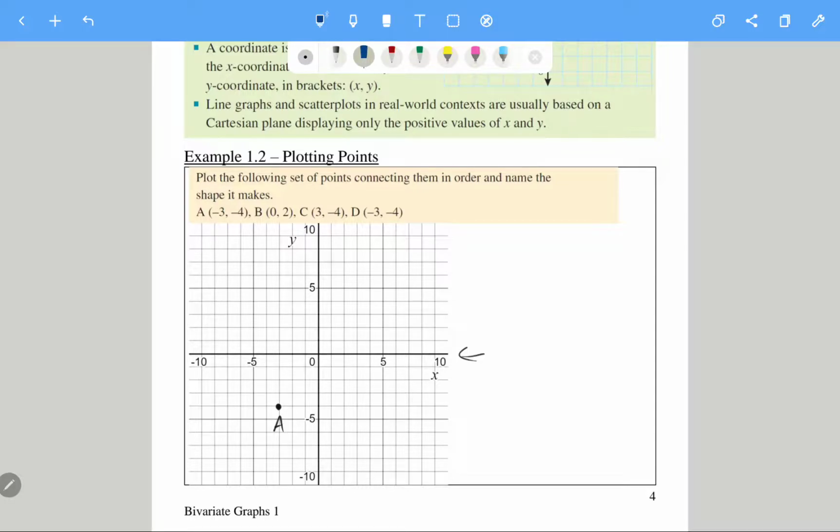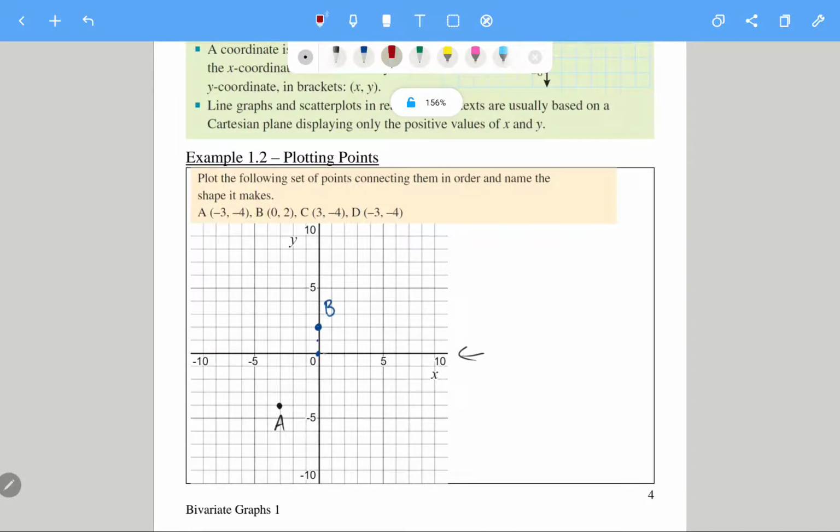The second point is at 0, 2. So that means 0 along the x-axis, and then up 2. That's point B. Point C is going to be 3 along the x-axis, 1, 2, 3, and then 4 down, minus 4, 1, 2, 3, 4.